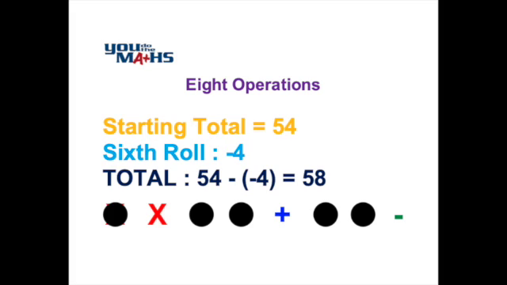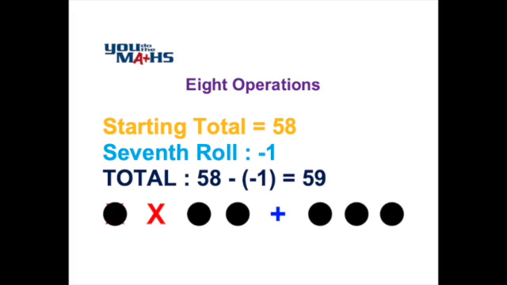The next roll is a -4. And again, subtracting a negative is the same as adding, so we'll use a subtract operation here. That means that we've got one of each operation left. The 7th roll is a -1, so again we'll do a subtraction of a negative, and we end up with 59 as our running total, and all our subtractions are gone.